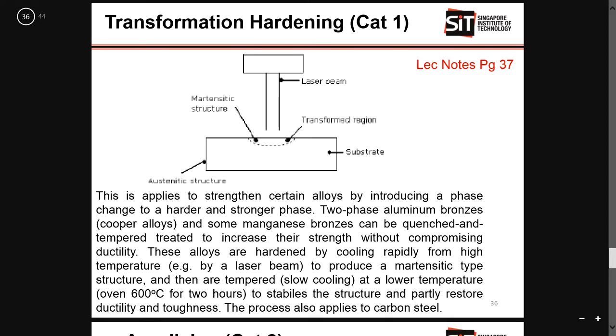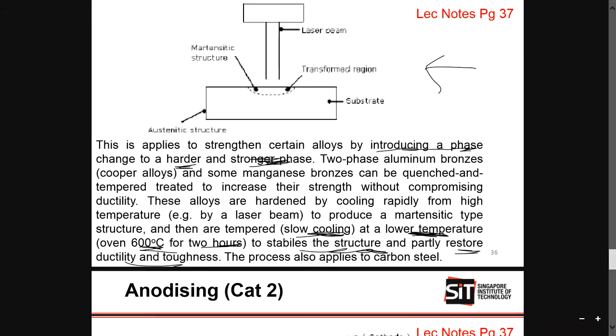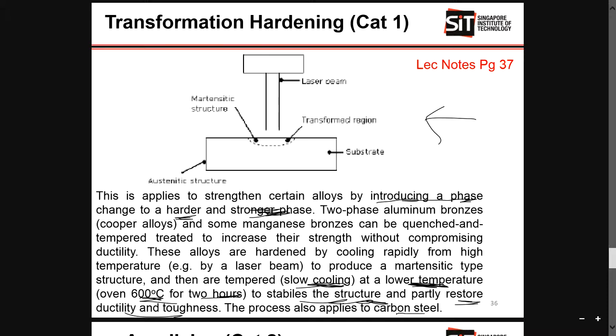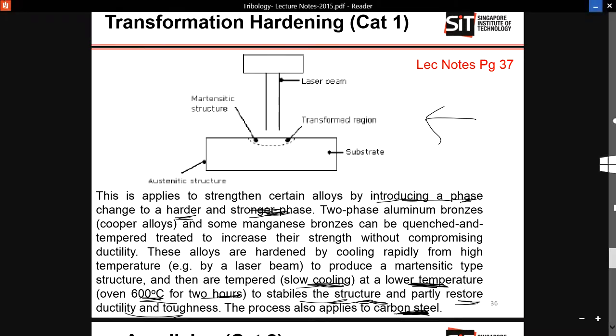You should also be able to draw this if they ask you in a more detailed way. And take note that there will be a phase change introduced to a harder and stronger structure. You also have a slow cooling at a lower temperature, at about 600 degrees Celsius for 2 hours, to stabilize the structure and restore ductility and toughness. It's applicable to carbon steel. I repeat again, carbon steel. And therefore, this is the first one, Cat 1.